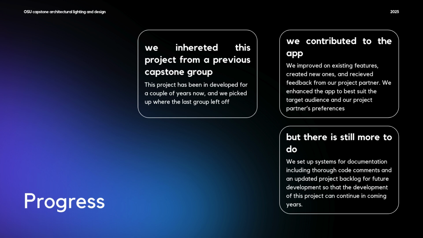While we made great strides, we also recognized the importance of setting future teams up for success. To that end, we focused heavily on documentation. We wrote detailed comments in the codebase, clarified functionality where needed, and created a project backlog outlining what still needs to be done. This will make it easier for the next group to pick up right where we left off, just like we did. In short, we've made real progress, not just in terms of development, but in ensuring the long-term sustainability of the project.